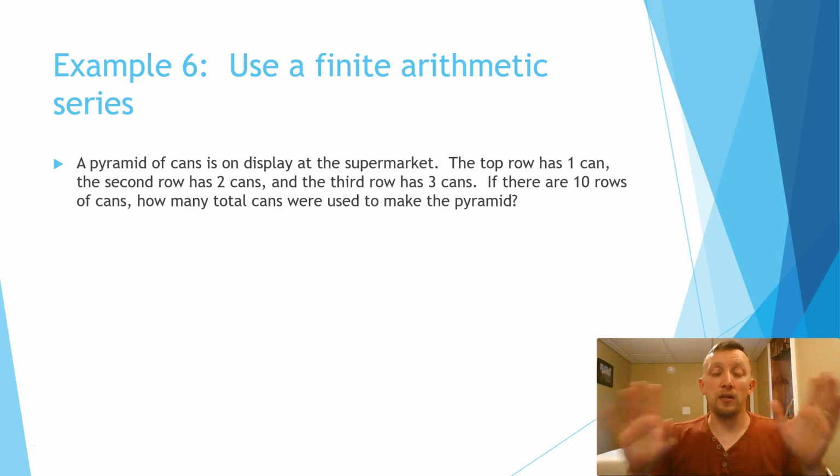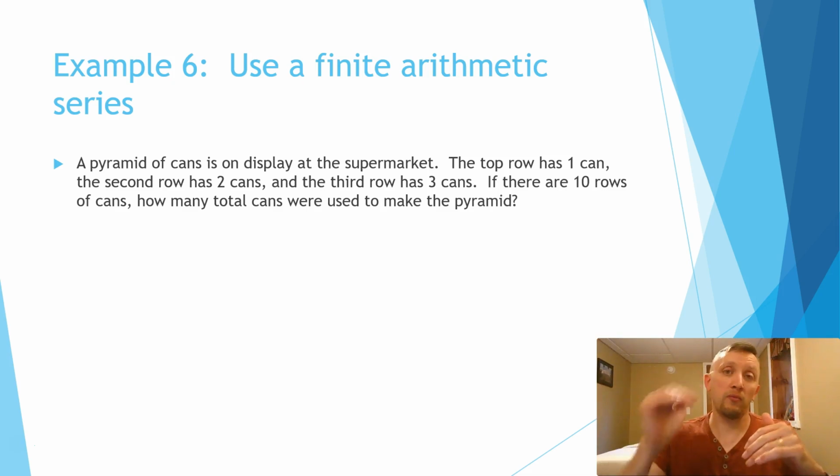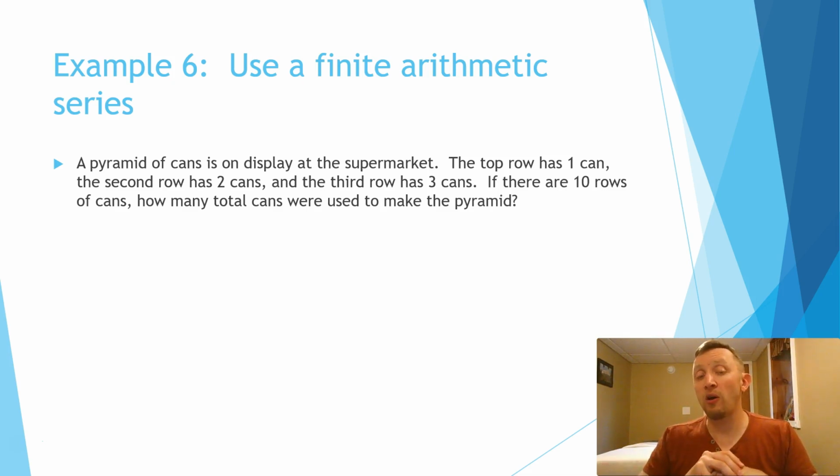All right, so we want to find the total number of cans making this pyramid. I could figure out how many would be in each row and then add those all together, but that's going to be really time consuming. I don't want to do that. And in this situation, I don't know how many cans there are in that bottom row. But we could figure that out using an explicit formula.